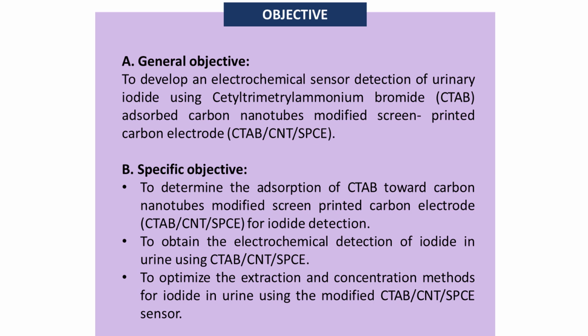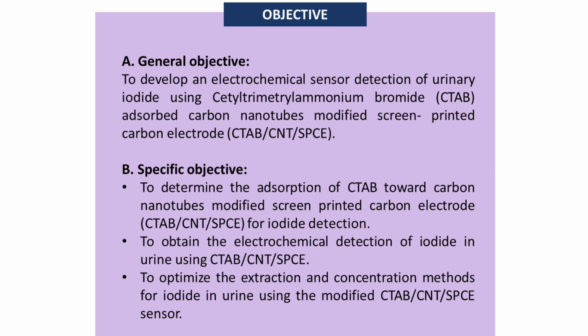Objective. There are two types of objectives. A. General objective: to develop an electrochemical sensor for detection of urinary iodide using cetyl trimethyl ammonium bromide (CTAB) absorbed carbon nanotubes modified screen printed carbon electrode, CTAB CNT SPCE.